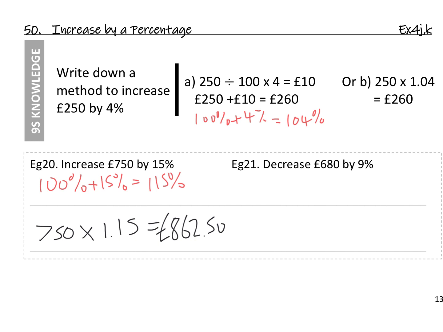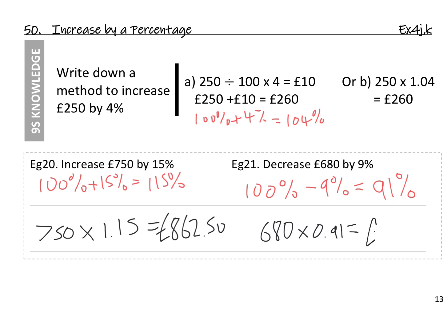Example 21. Decrease £680 by 9%. Well, your £680 is your original 100%. If you decrease it or take 9% off it, the new amount that we're going to try and find out is actually 91%. So we can find out 91% straight away by using the multiplier. 680 multiplied by 0.91. If you divide 91 by 100, you get the multiplier, which is 0.91. Put that into your calculator, and that would give £618.80.